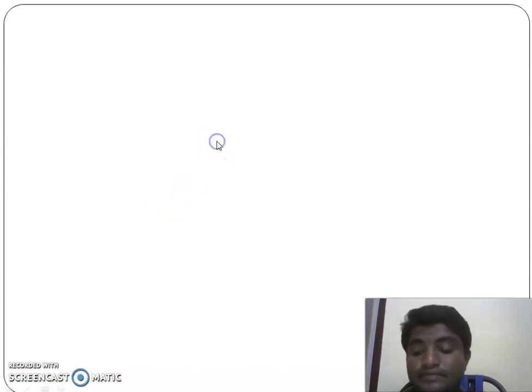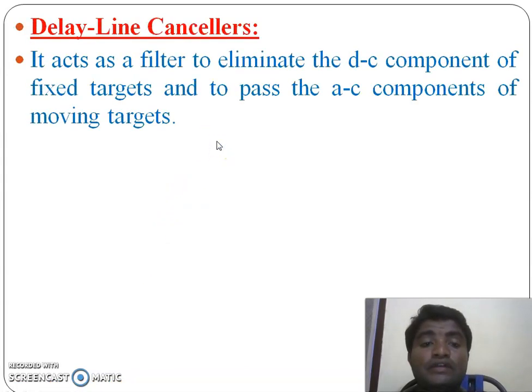In today's class, I am going to discuss delay line cancellers. The delay line canceller acts as a filter to eliminate the DC component of fixed targets and to pass the AC component of the moving targets.